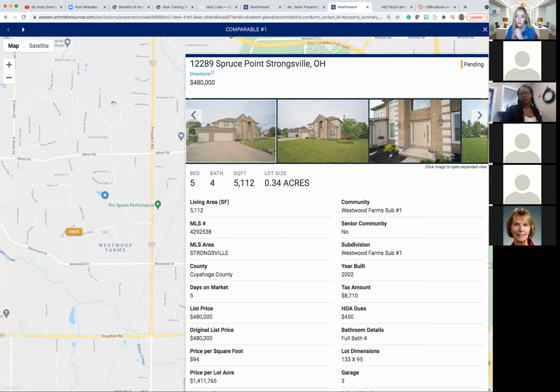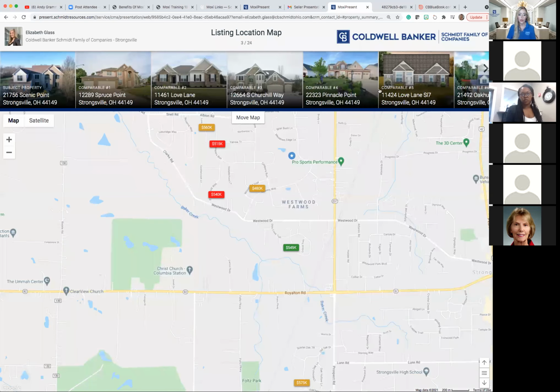It's very, very important for them to have this option so they can scroll through the pictures and get all of the stats and details, but this just helps them visualize, from a location standpoint, where their comps are. And each one of them you can actually click and it will showcase that particular property. So that is visual.